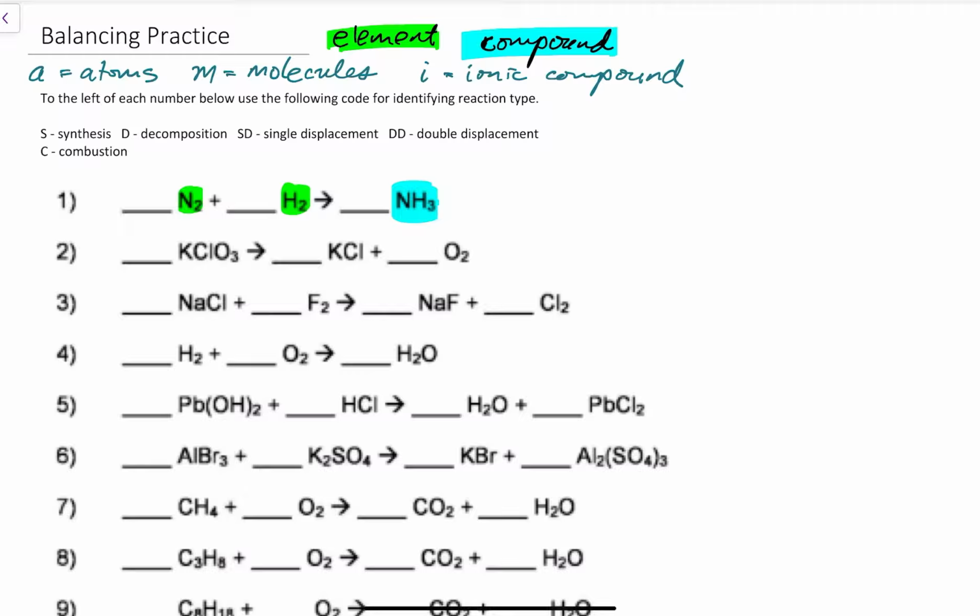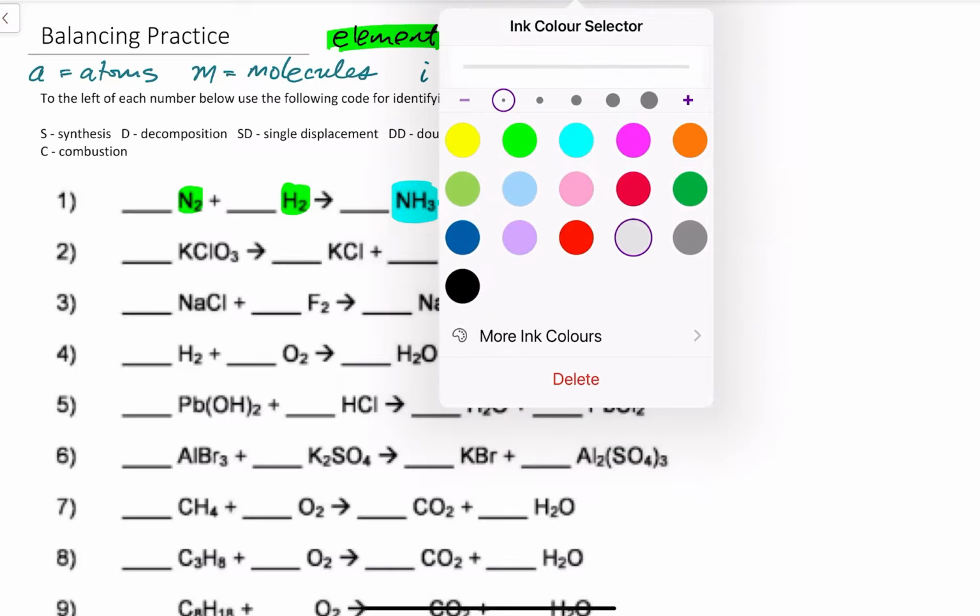Okay, so if it's just nitrogen by itself, but it's N2, we know that's an element. But if there's two atoms of nitrogen connected together, and they're sharing their electrons, because that's what nonmetallics do, what kind of particle are we dealing with here? Atom, molecule, or ion? We can color code these guys too, that's fun.